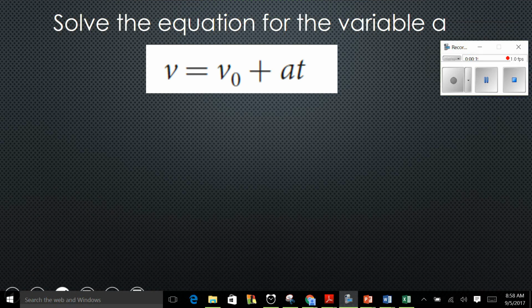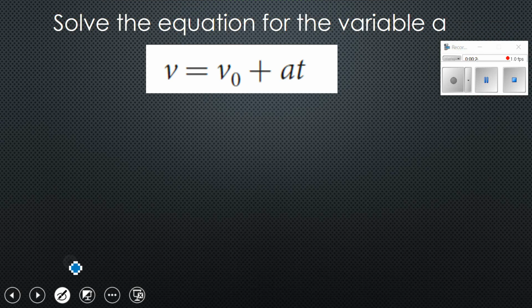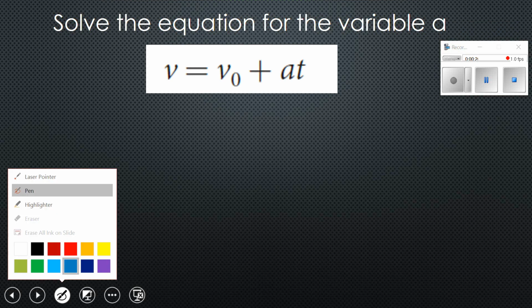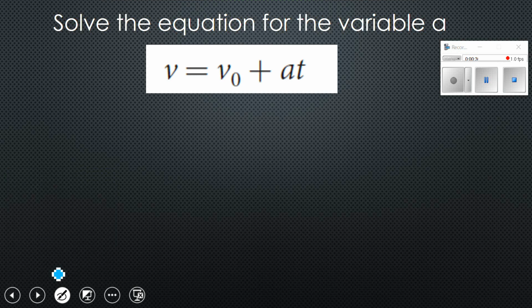My instructions are hidden there. Okay, solve the equation for the variable a. All right, so here we go. We're going to just start moving things around. Let's see how this goes. So we want to get down to a right there. So how do we get there? Well, we got to do a couple steps first.